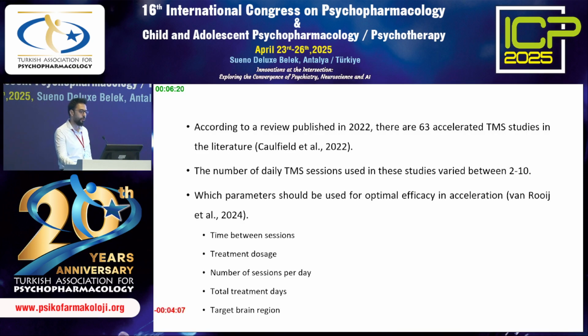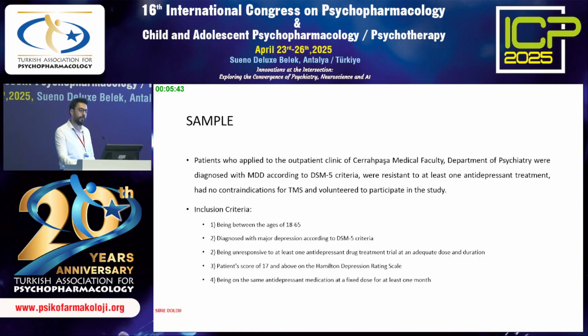According to a review published in 2022, there are 63 accelerated TMS studies in the literature. The number of daily TMS sessions used in these studies varied between 2 and 10. Which parameters should be used for optimal efficacy and acceleration is still a question mark, whether it is time between sessions, treatment dosage, number of sessions per day, total treatment days, or target brain region. The dorsolateral prefrontal cortex is the subject of many of the studies, and TMS is considered to be applied 2 times a day.